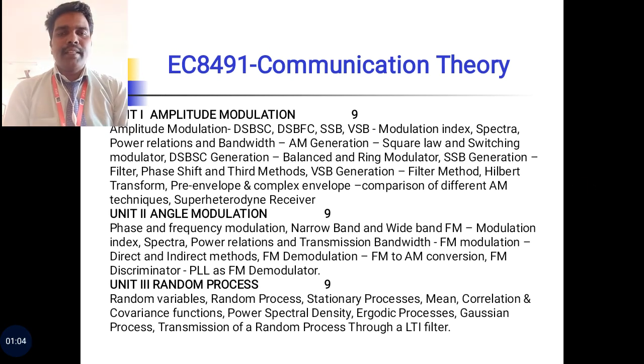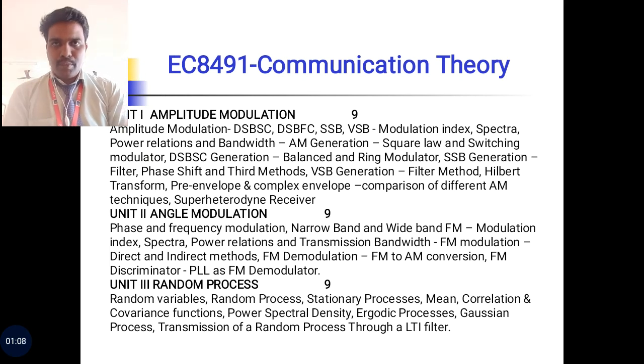The unit 1 title is amplitude modulation. So what is amplitude modulation? The amplitude parameter is variable, while the frequency and phase parameters are constant. That is the concept. In this unit, we are going to discuss the types of amplitude modulation. What are the types available? Double sideband suppressed carrier, double sideband full carrier, single sideband suppressed carrier, and vestigial sideband modulation. These are the types of amplitude modulation available in this unit.